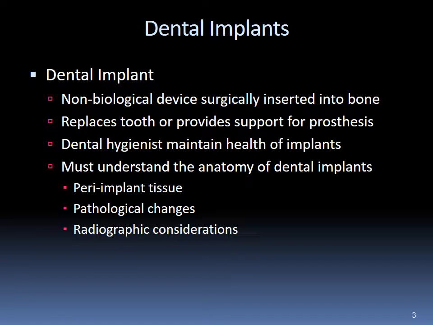The components of a dental implant consist of non-biological devices surgically inserted into the bone that replace a tooth or provide support to a dental prosthesis. The dental hygienist maintains the health of dental implants and must understand the anatomy of dental implants, the condition of peri-implant tissue, the pathological changes that threaten the integrity of the implant, and the survival of the epithelium. They must also be aware of any radiographic findings and considerations for evaluating the health of an implant.